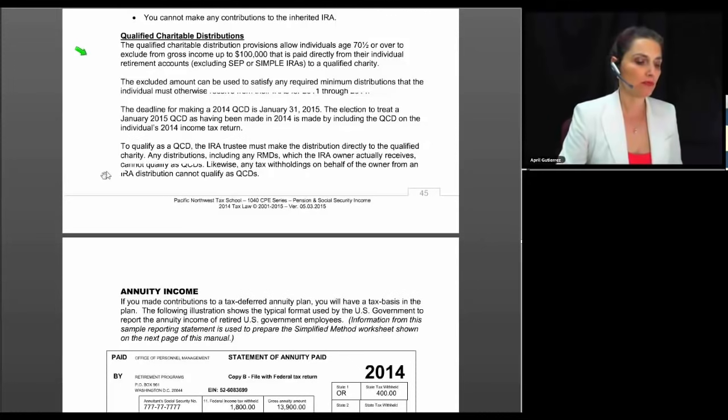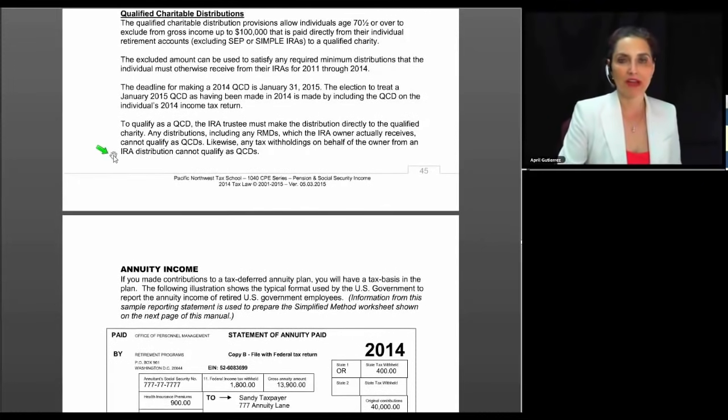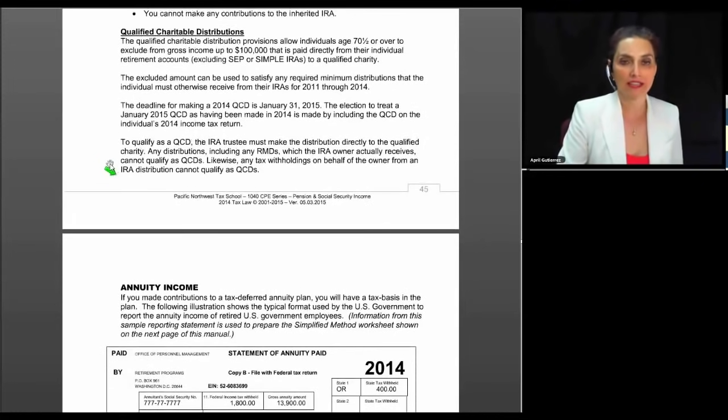Now, this particular rule, every year it's set to expire, and every year it gets extended. So it was supposed to expire at the end of 13, and then it was extended to 14. Now it's expired again, but maybe we'll be able to do it for 15 if they extend it. We'll see.